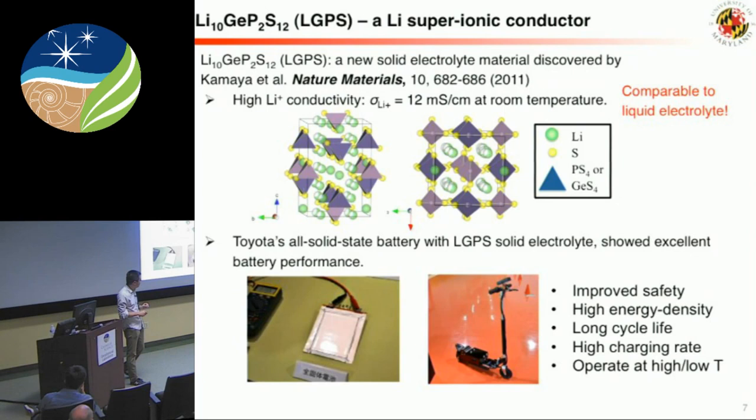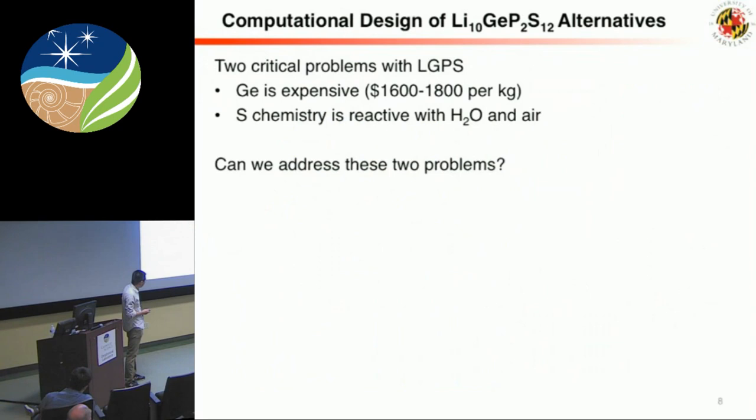So they really demonstrated improved safety, high energy density, long cycle life, even a higher charging rate, and a battery that is able to operate at really high and really low temperatures. So this is a really new, promising technology, as you can see, enabled by these very unique and novel fast ion conductor materials.